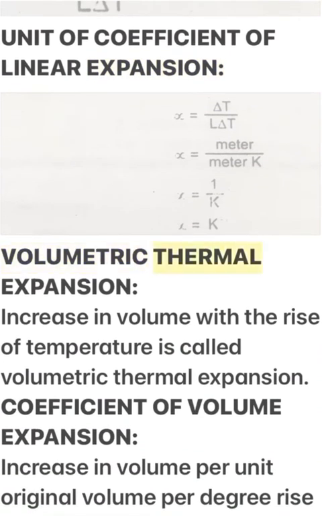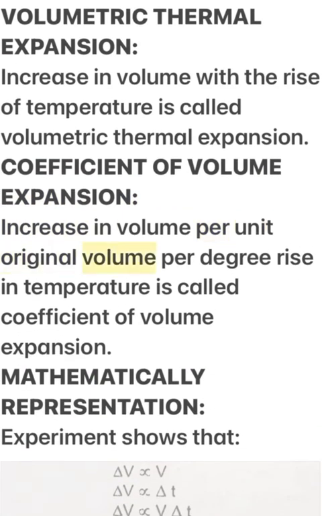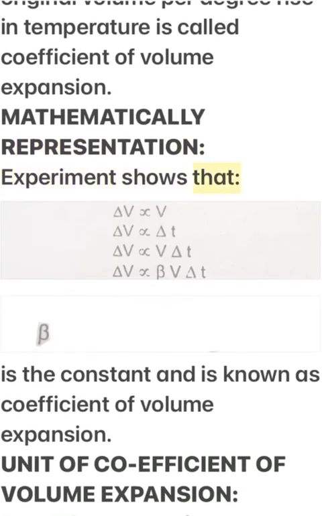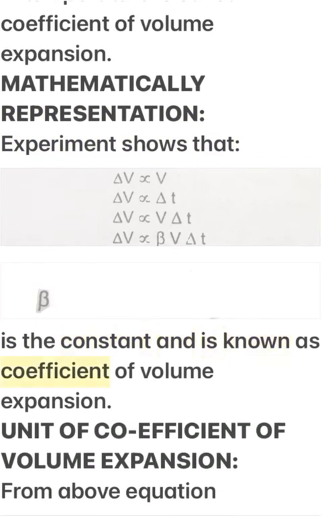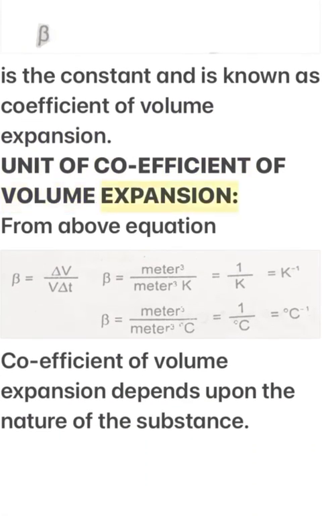Volumetric thermal expansion. Increase in volume with the rise of temperature is called volumetric thermal expansion. Coefficient of volume expansion: increase in volume per unit original volume per degree rise in temperature is called the coefficient of volume expansion. Mathematical representation: experiment shows that the constant beta is known as the coefficient of volume expansion. Unit of coefficient of volume expansion. From the above equation, the coefficient of volume expansion depends upon the nature of the substance.